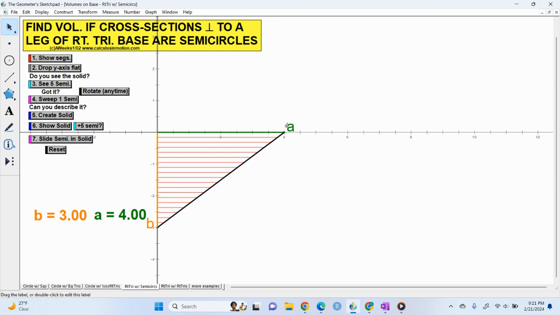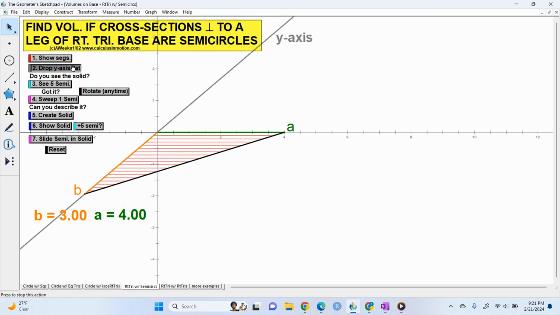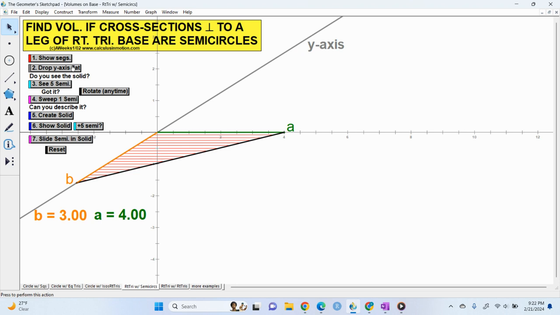So we have our base. In this case, it's a triangle. You're going to chop either horizontally or vertically. And I'm going to drop this flat, as it says, so you can actually see it a little better. You're imagining that the base is flat on your paper, and what you're going to do is imagine shapes coming out of the paper. So in this case, you're imagining a bunch of semicircles. And notice the diameter is getting larger as the distance here gets larger.